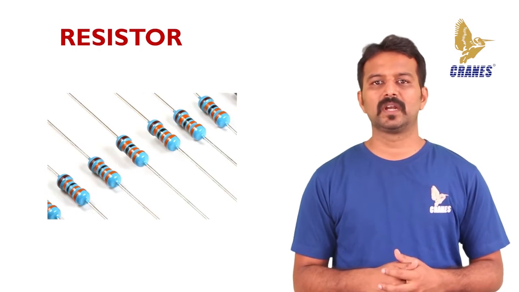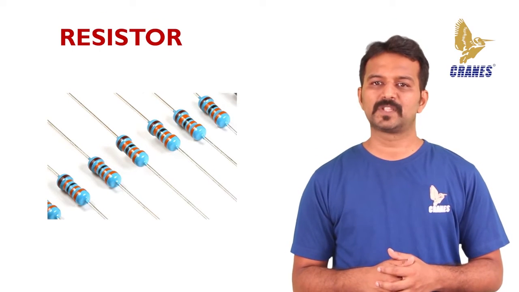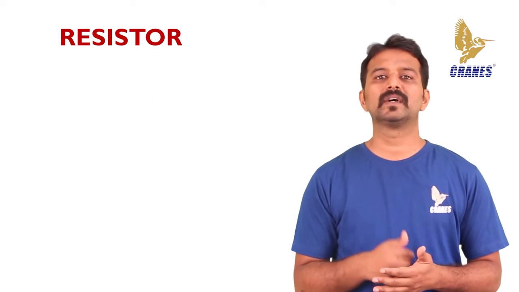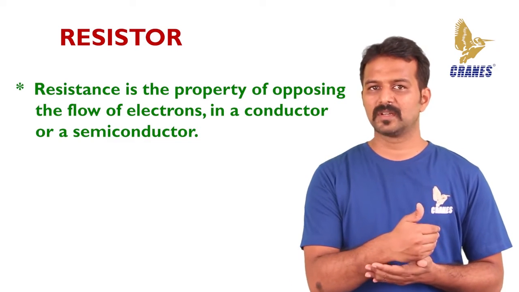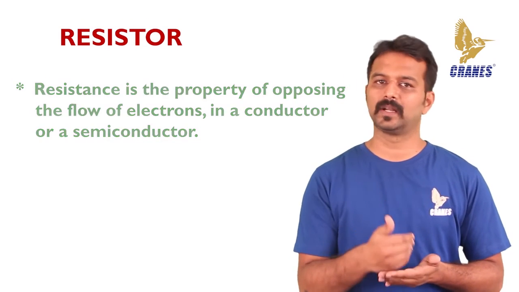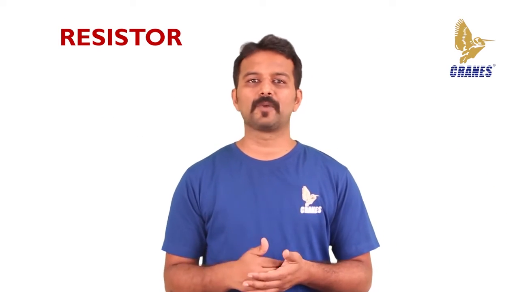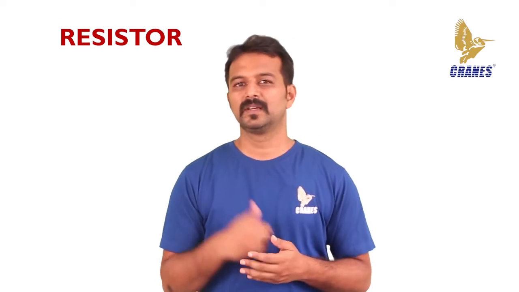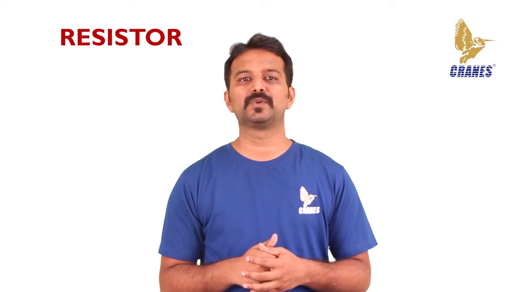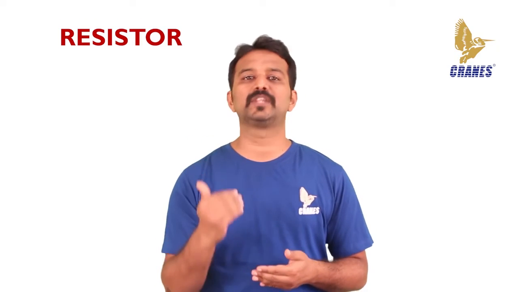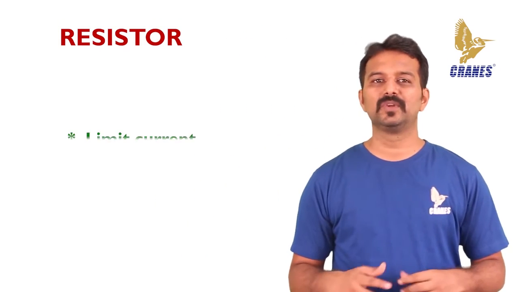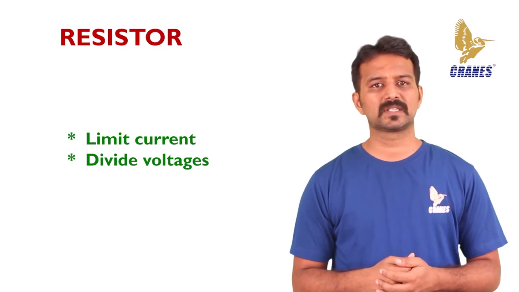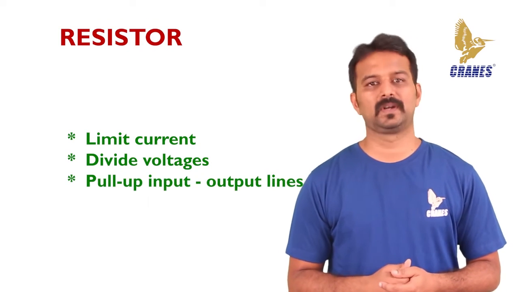If you observe this word, it consists of the word resist, which means to oppose, and resistance is the property of opposing the flow of electrons. It might be in a conductor or in a semiconductor. So a resistor is an electronic component which has the property of resistance. Resistors function mainly to control the flow of current and the voltage drops to other components. Therefore, resistors are commonly used to limit current, divide voltages and to pull up input-output lines.